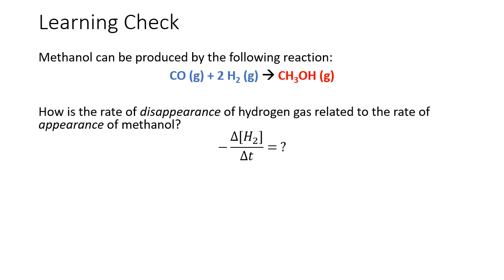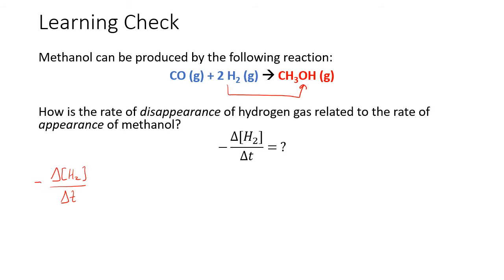Let's try another example. Methanol can be produced by the following reaction. Carbon monoxide gas reacts with 2 moles of hydrogen gas to form 1 mole of methanol gas. How is the disappearance of hydrogen gas related to the appearance of methanol? So essentially we're solving for negative delta H2 divided by delta T. So first let's just write how those two are related to one another. The change in the concentration of H2 divided by change in time.